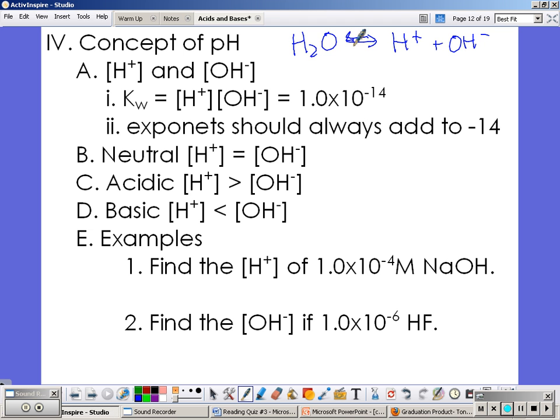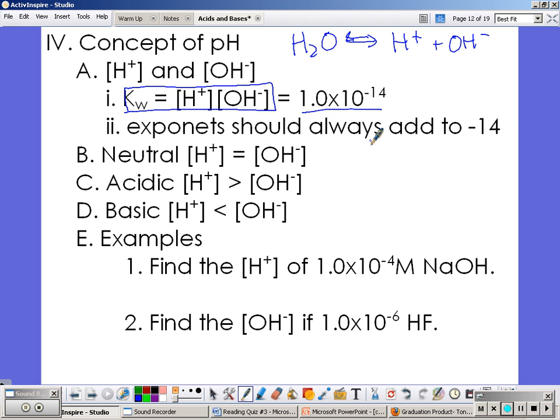And it's in equilibrium. So if we write the equilibrium constant, we would have the concentration of hydrogen times the concentration of hydroxide. So K is your equilibrium constant, the W stands for water. Well, that value, being a constant, is always 1 times 10 to the negative 14. So no matter what, the exponents of my two concentrations should add up to negative 14.